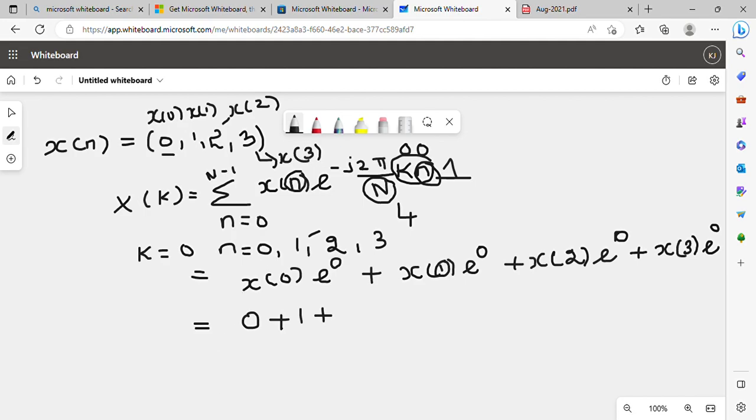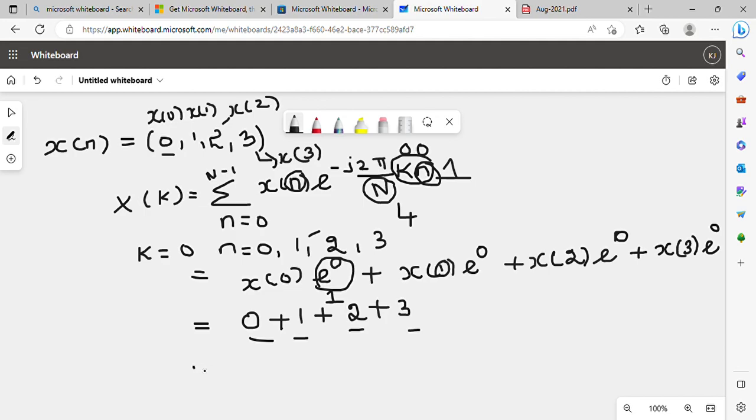Yes, so this is my X of 3. So I'm going to get my resultant as 0 plus 1 plus 2 plus 3, right? Why 0 plus 1 plus 2 plus 3? Here it is e to the power of 0, which is always 1. Anything to the power of 0 is 1. So if you multiply the 0 into 1 you get 0, 1 into 1 you get 1, 2 into 1 you get 2, 3 into 1 you get 3. That you all know, right?